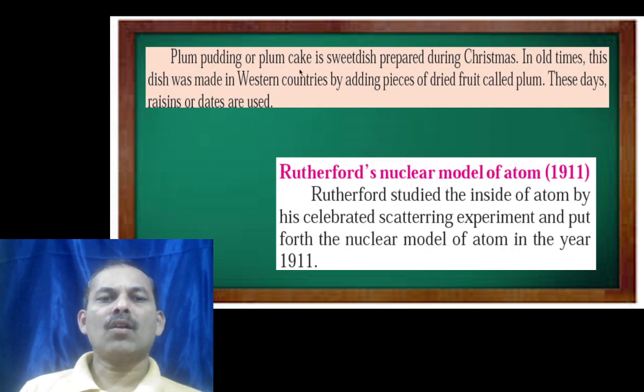Plum pudding or plum cake is a dish prepared during Christmas. In old times, this dish was made in Western countries by adding pieces of dried fruit called plum. These days, raisins or dates are used.